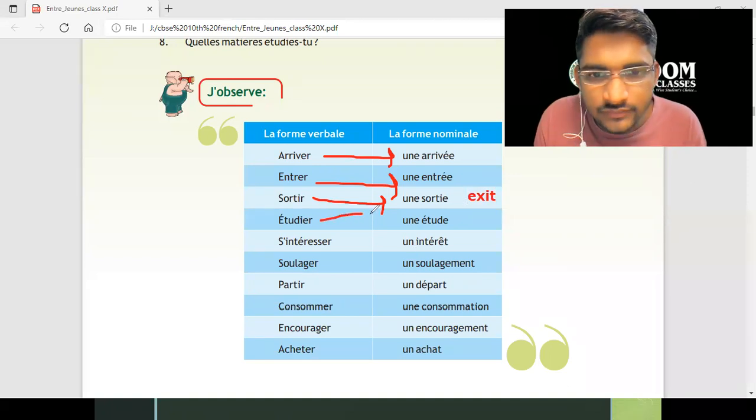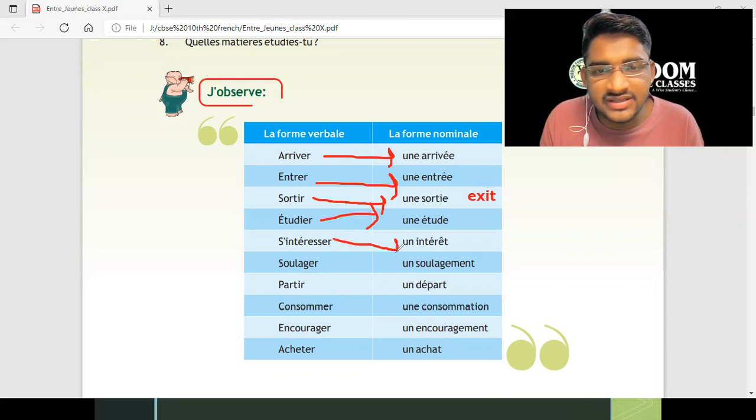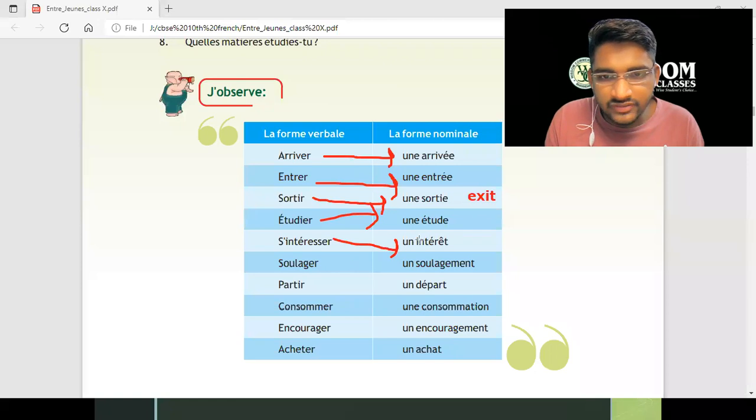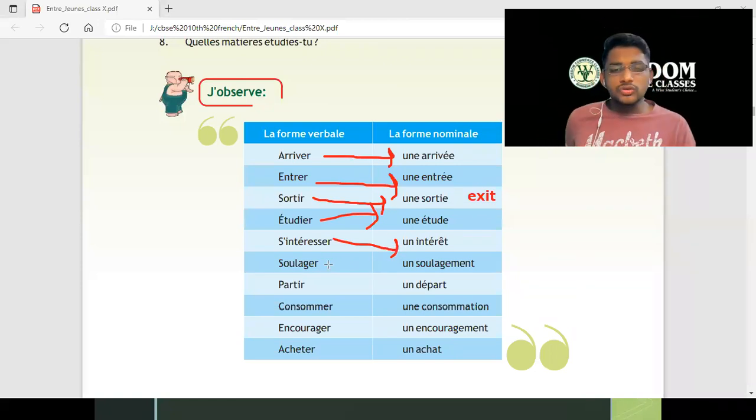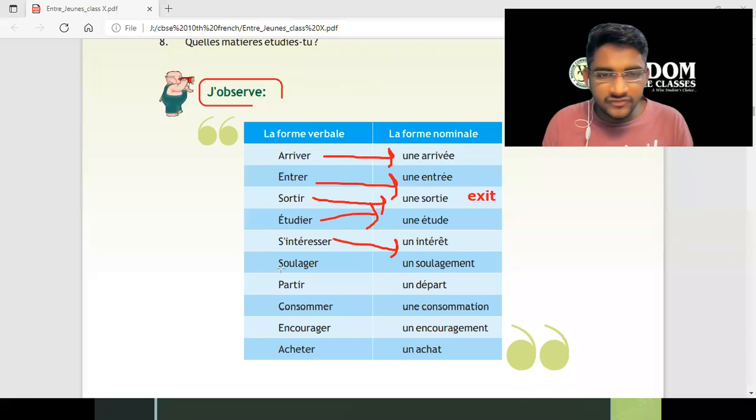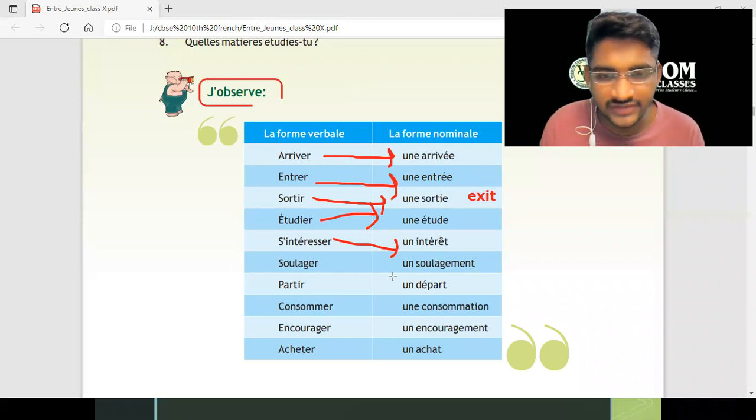Étudier is to study and une étude is a study. S'intéresser is to be interested, and intérêt is interest. Soulager. So students, soulager means to relieve and soulagement is relief. Soulager is to relieve. Soulagement is relief.